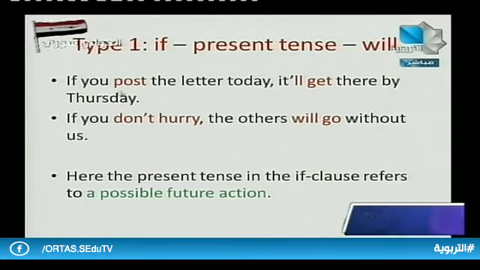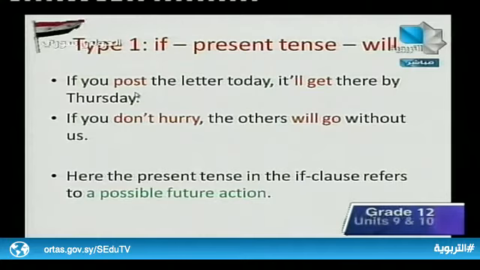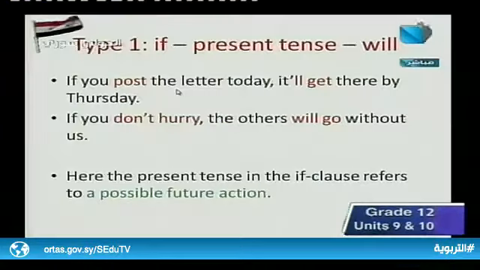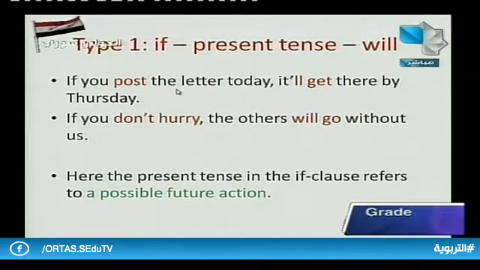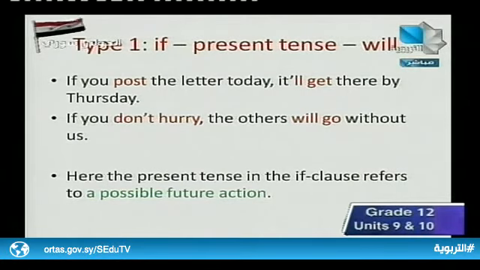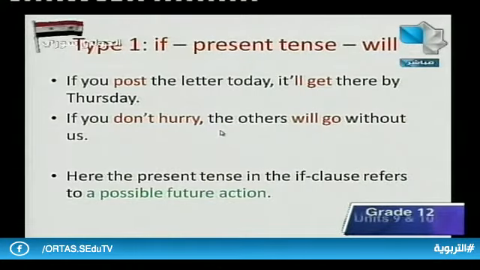So the first type of conditional clause is used to talk about something which is possible in the future. You mean the situation is possible if the condition has been achieved? Yes. If you post the letter today, it'll get there by Thursday. If you don't, it won't. If you don't hurry, the others will go without us. But if you hurry, the others will go with us. That's it.